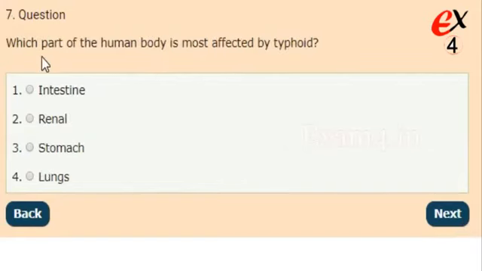Next. Which part of the human body is most affected by typhoid? Options: intestine, renal, stomach, lungs. Answer is option 1, intestine.